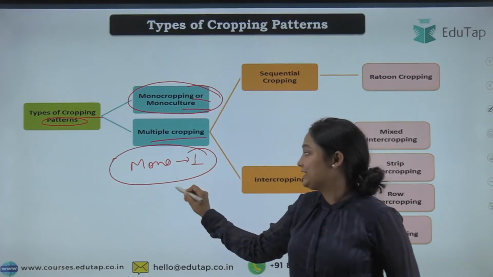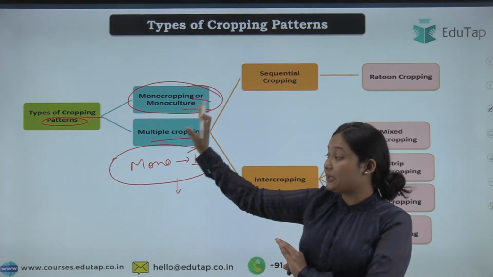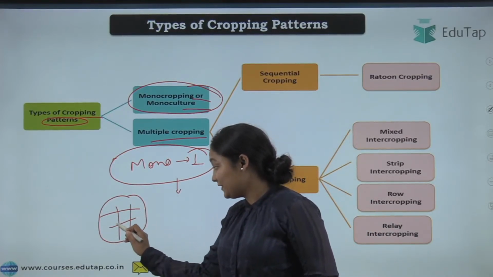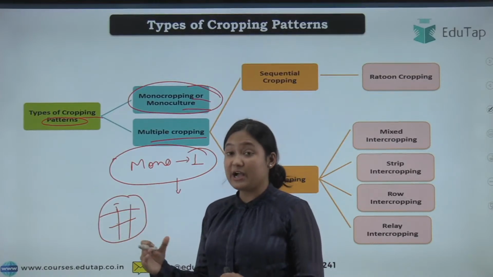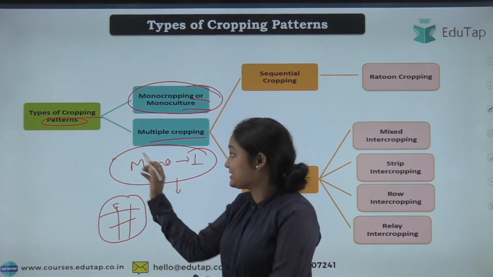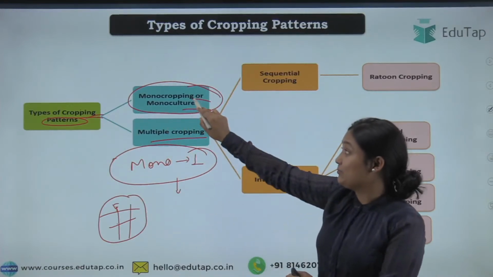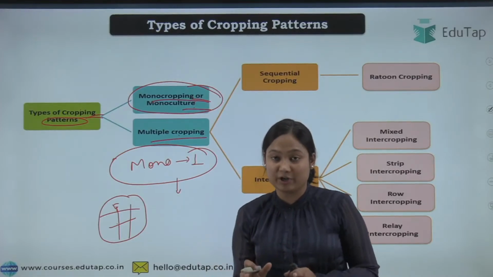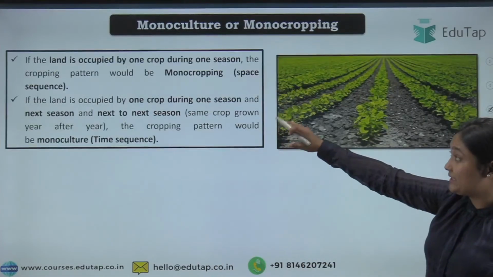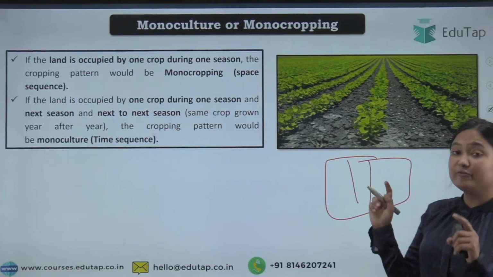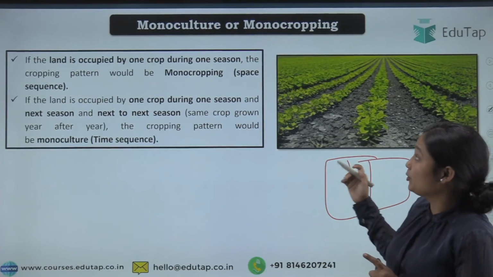I think that is very clear. To summarize, we are talking about how we cultivate a crop in our field, in what pattern we are putting it, that is our cropping pattern. It can be monocropping or multi-cropping. Monocropping is talking about one crop. So let's quickly discuss what is monocropping. When we are only using one crop in our field, that is our monocropping or monoculture.